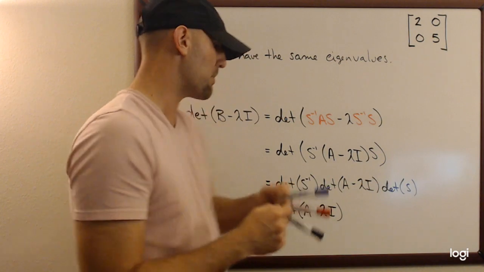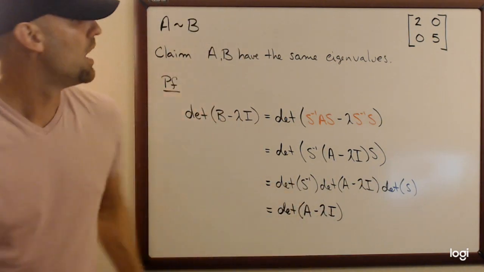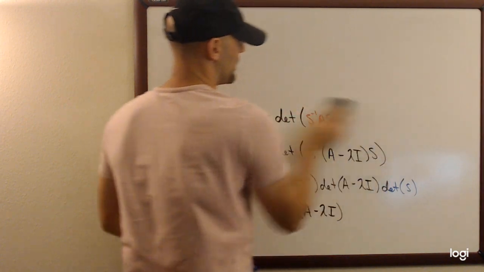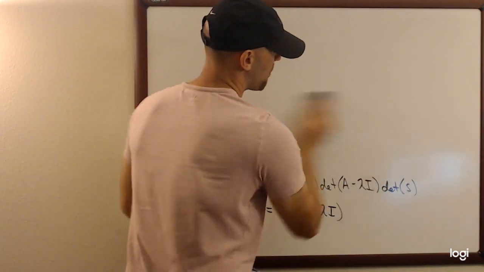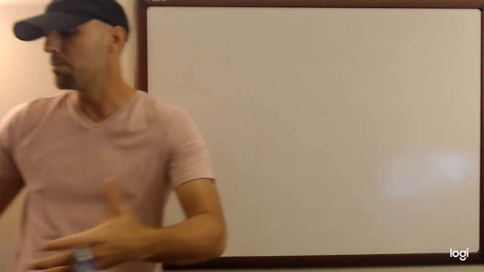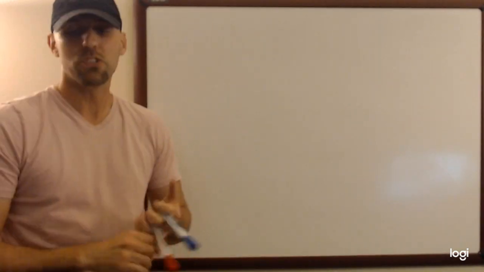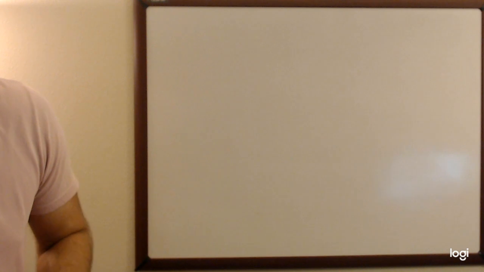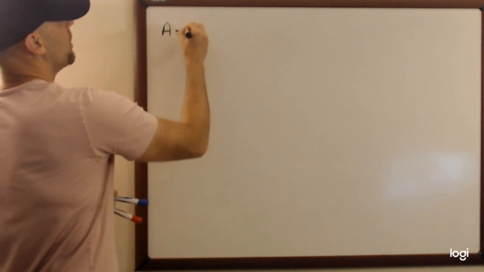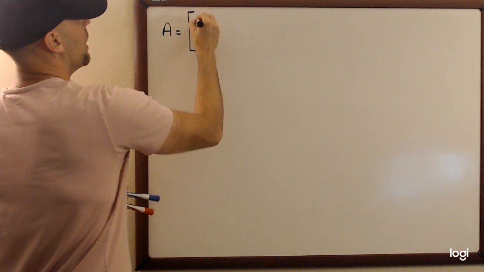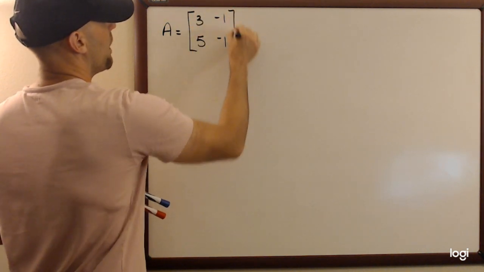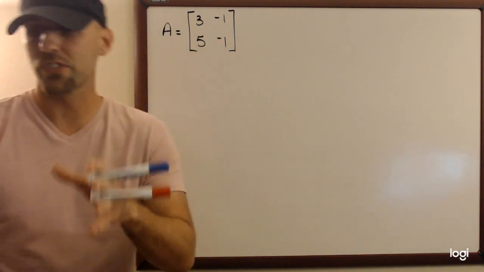So let me show you an example, okay? Please be aware in most of these videos I try to keep the time down a little bit, so I'm going to skip through any of the scratch work you should be able to do already. Okay, so let's take a small matrix here as an example. Let's say A is 3, -1, 5, -1.